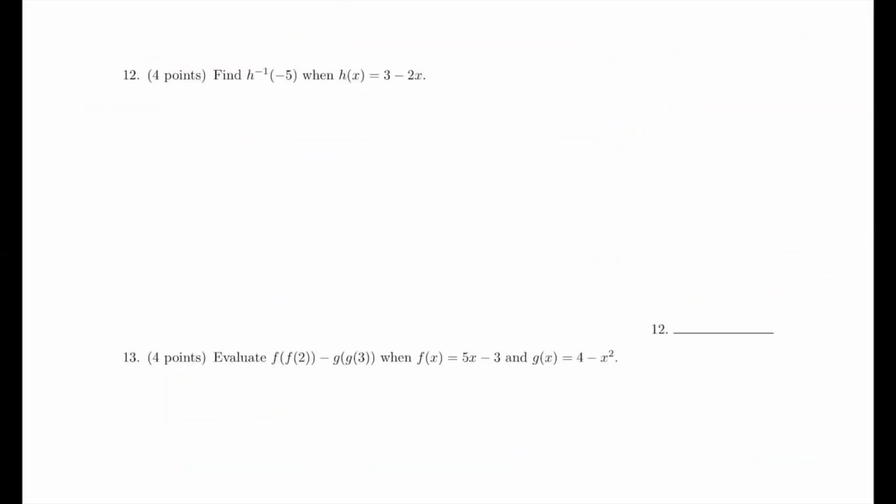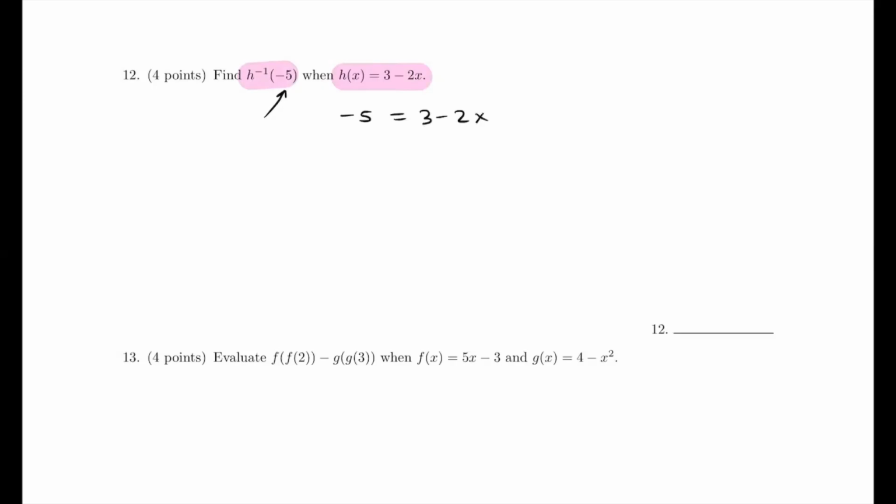For number 12, we want to find h inverse of negative 5 when h of x is equal to that. All right, so we know that for inverse functions, if this is the input for the inverse, then it must be the output for the original function. So we can set h of x equal to negative 5. So negative 5 is equal to 3 minus 2x.